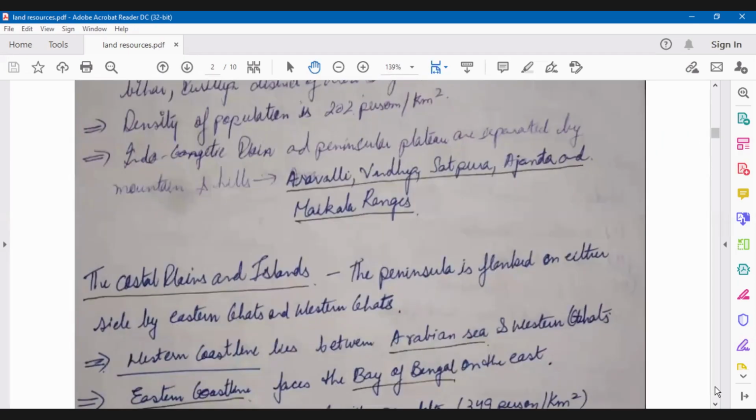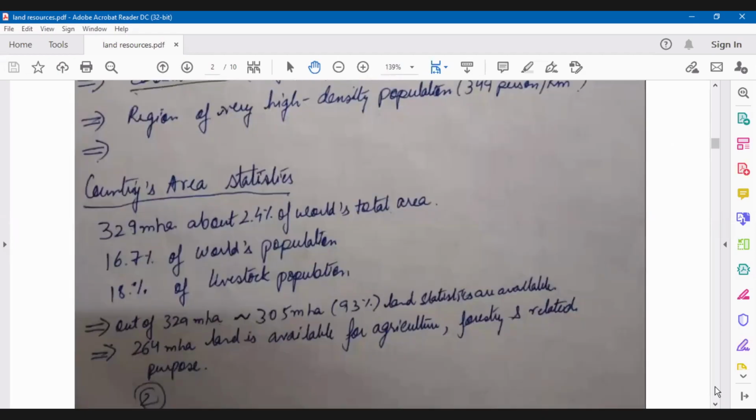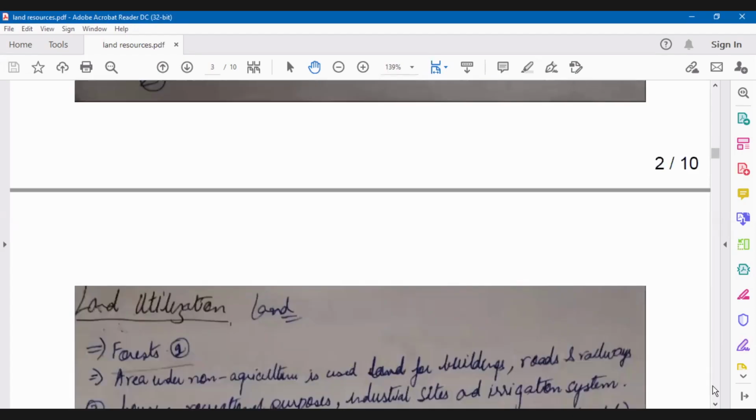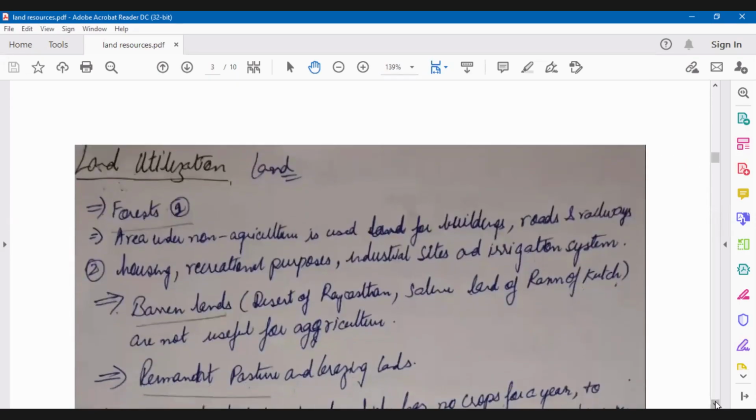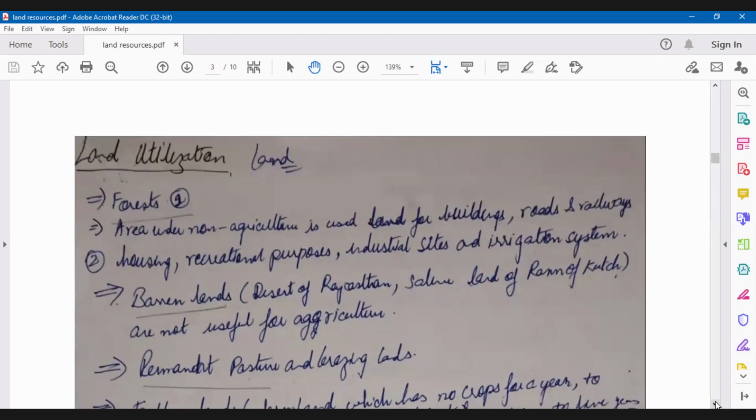We have this Deccan Peninsula. We'll read about where it extends from and to. Then we'll look into our country's statistics. The next thing that we are going to cover is land utilization. When we talk about land resources, the topic can be divided into two things: land utilization and the problems related to it. In land utilization, we have forest, barren lands, agricultural land, and industrialized or urban land, in which we decide how land is used. So we'll talk about it.